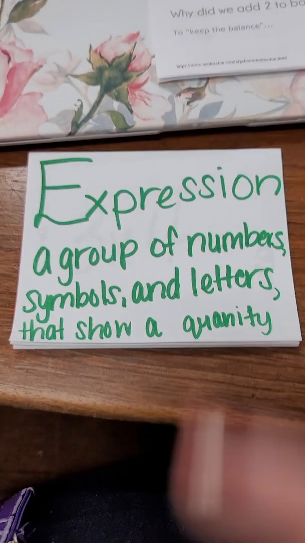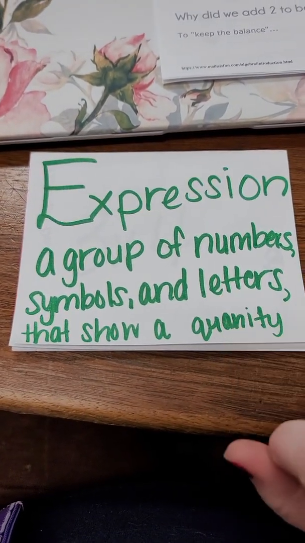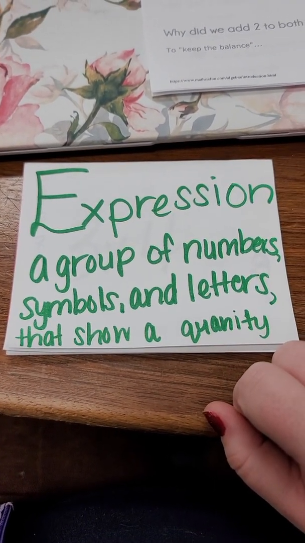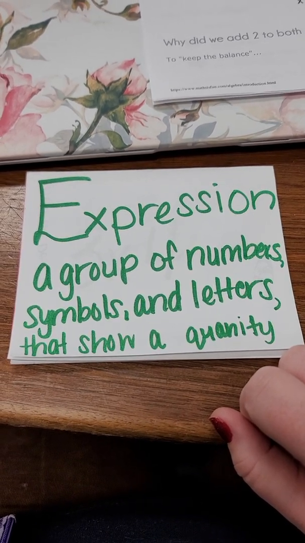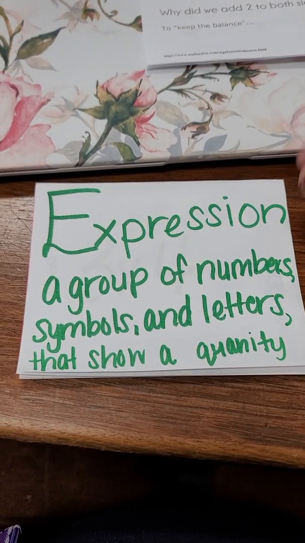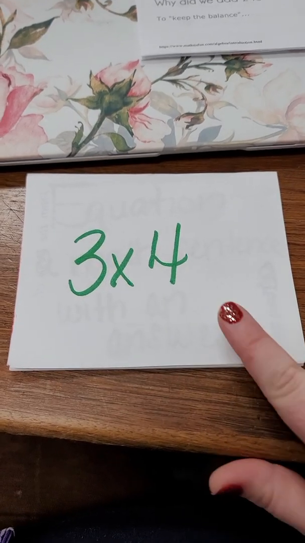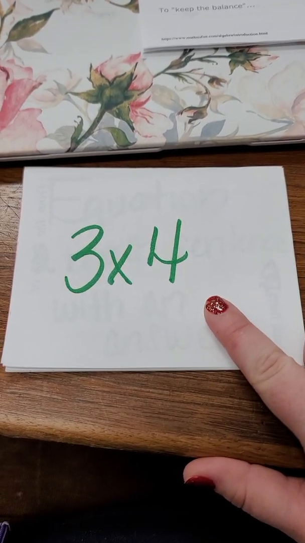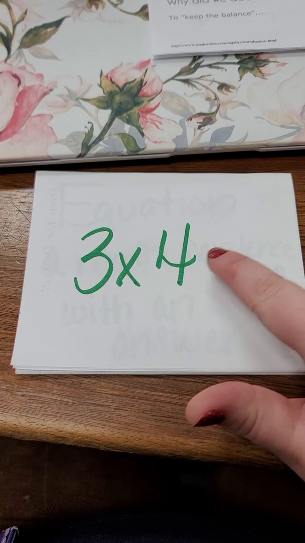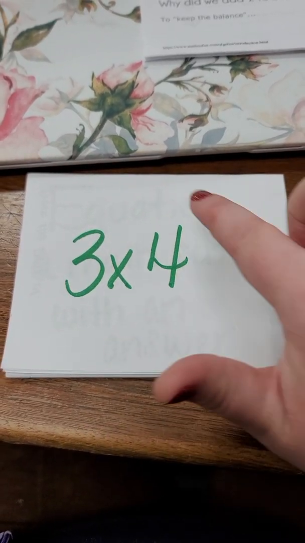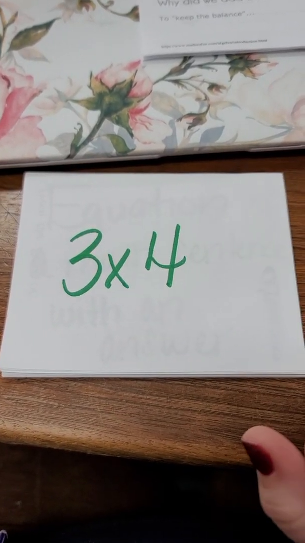Here we go. So our first vocabulary word is an expression. An expression is a group of numbers, symbols, and letters that show a quantity. This is an example of an expression. If you notice, there's no equal sign. An expression is normally just the problem, but it's not solved yet.